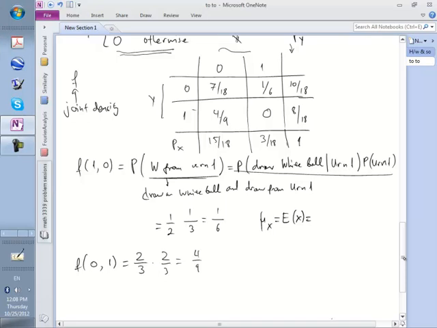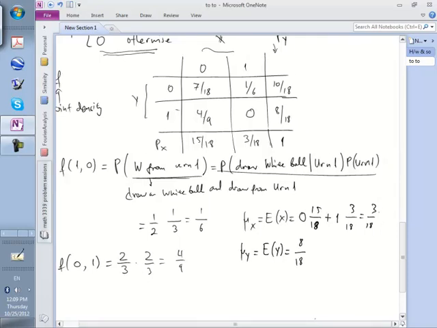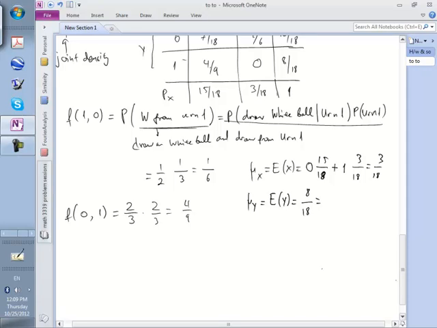So you have 0 times 15/18. Okay? Is it clear why I'm taking 15/18? Because 15/18 is the value of the marginal of x when x takes the value 0. Plus 1 times 3/18, so it will be 3/18. And the mean of y is likewise equal to 8/18. Well, let's simplify this fraction here. Just keep them like that, but we'll need now a calculator.